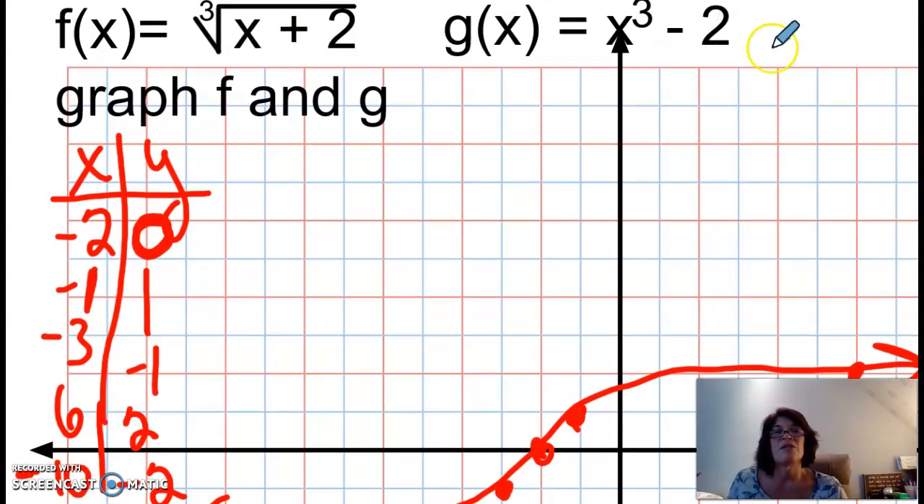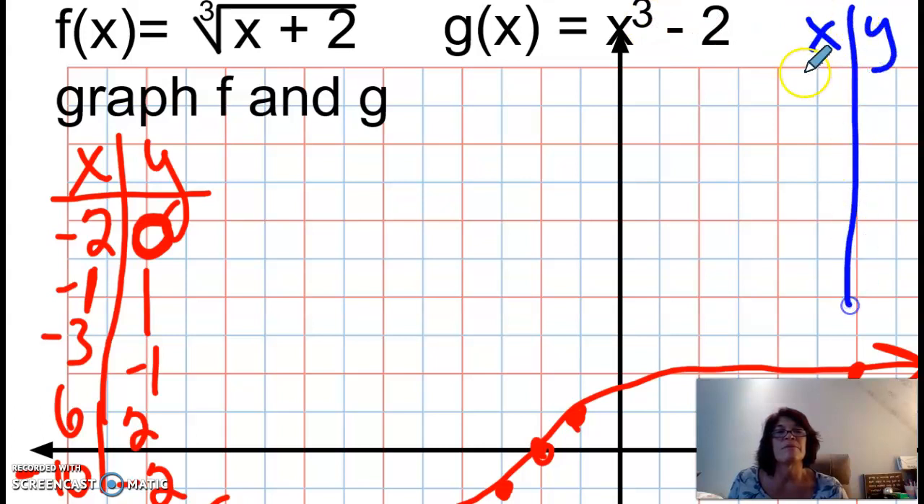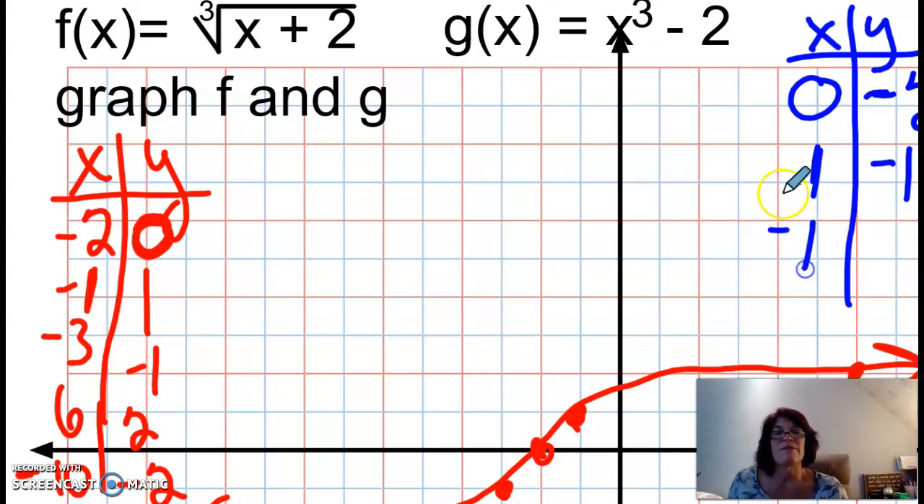X cubed minus 2. Let's do that one in blue. I'm going to put 0 in for x. 0 minus 2 is negative 2. Put 1 in for x. 1 cubed minus 2 is negative 1. Let's put negative 1 in for x. Negative 1 cubed is negative 1, minus 2 is negative 3. We'll put 2 in for x. 2 cubed is 8. 8 minus 2 is 6. Let's put negative 2 in for x. Negative 2 cubed is negative 8, minus 2 is negative 10.